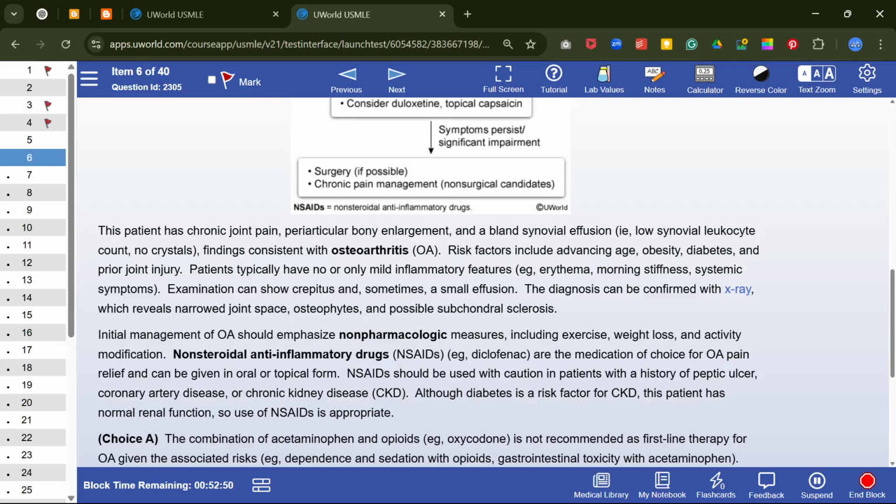NSAIDs should be used with caution in patients with history of peptic ulcer, coronary artery disease, and CKD. Although diabetes is a risk factor for CKD, this patient has normal renal function, so use of an NSAID is appropriate.